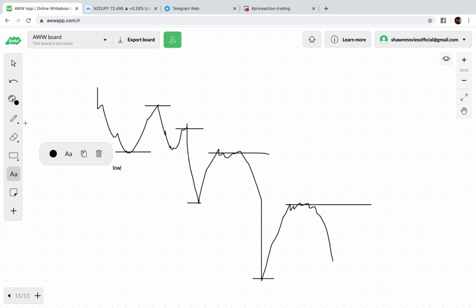That would be a low. Up here would be a high. Up here would be a high. And then up here, this would be a low. Now there's something interesting I want to show you, okay?